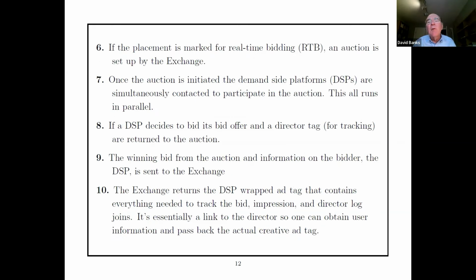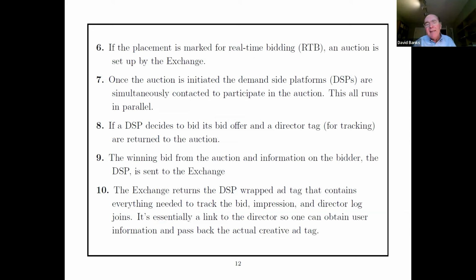If the placement is marked for real-time bidding, then the exchange sets up an auction. The exchange contacts demand-side platforms who are invited to participate in the auction. And this all runs in parallel. If a demand-side platform decides to bid, then it makes its bid offer and a director tag are returned to the auction. The winning bid from the auction and the information on the bidder is then sent to the exchange.